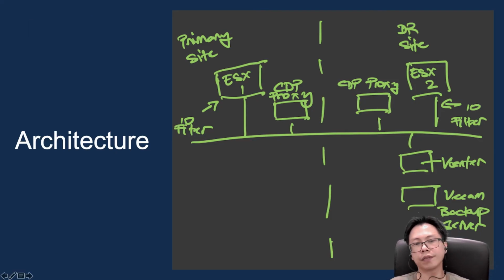Once you have identified all the requirements, the platforms, the next thing is how does it look like, right? So I have drawn a simple diagram representing 2 different sites. On the left hand side, this is the primary side. On the DR side, on the right hand side, right? On both sides, you definitely will have ESX hosts, and then on each side, you need to deploy CDP proxies, right, on both sides.